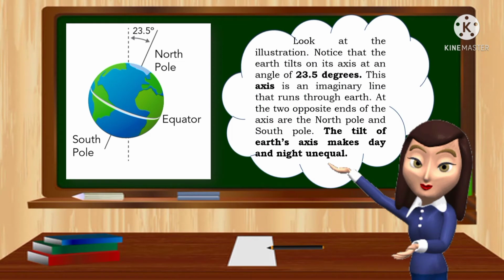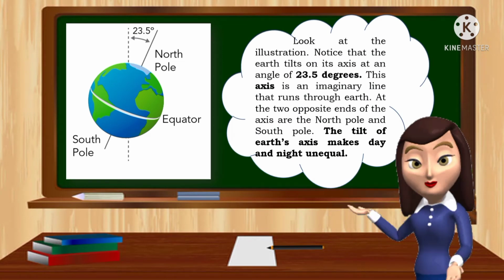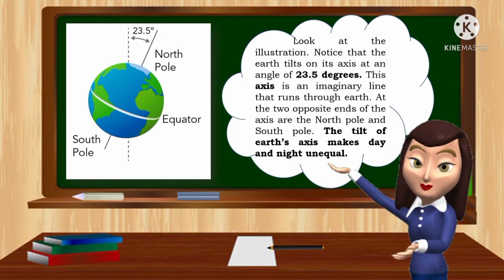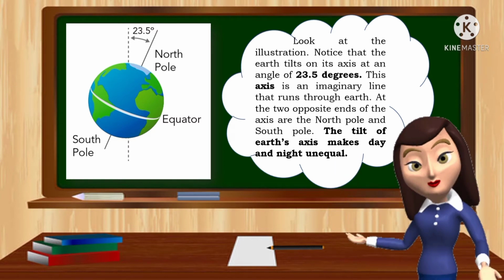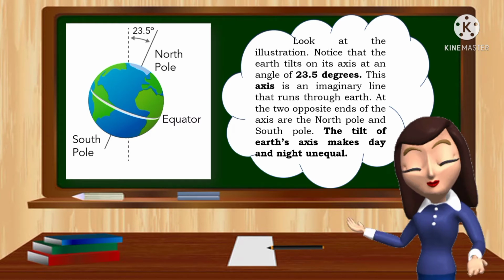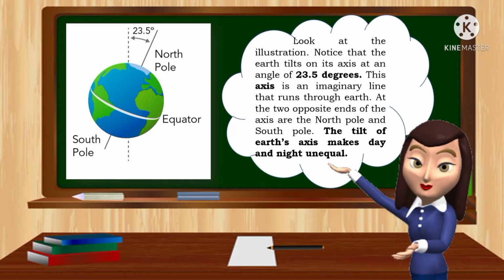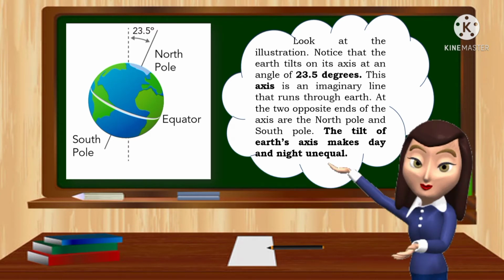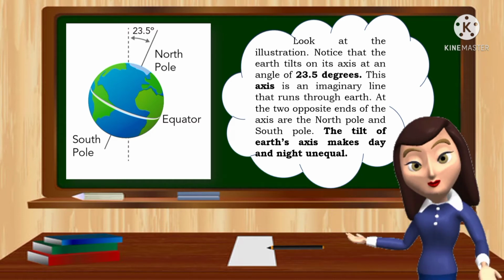Look at the illustration. Notice that the Earth tilts on its axis at an angle of 23.5 degrees. This axis is an imaginary line that runs through Earth. At the two opposite ends of the axis are the North Pole and South Pole. The tilt of the Earth's axis makes day and night unequal.